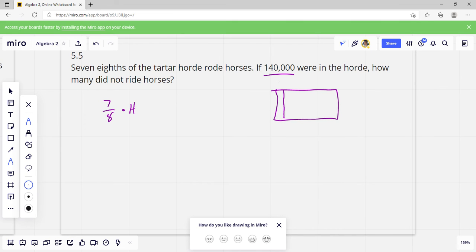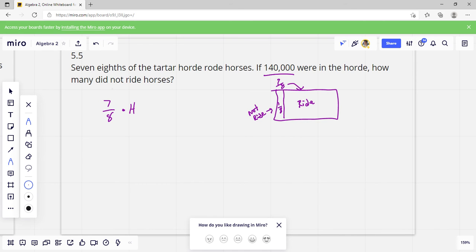we're going to do 7/8, and these are the ones that rode horses. Not rode horses, did not ride, it's going to be, oh, I got the diagram wrong here, 7/8 are going to be the ones that rode horses. And then not ride will be 1/8. 7/8 did ride. Okay, so we'll have 1/8 left over.